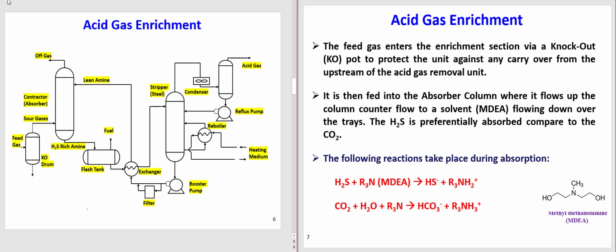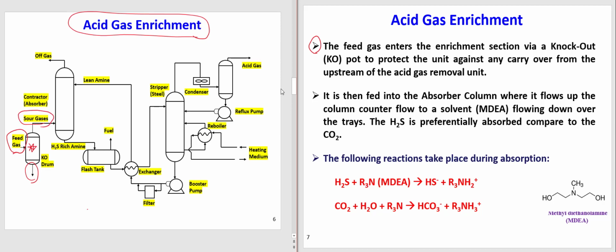So what will happen? We have our acid gas, which is mainly H2S and CO2. We call it here feed gas. It enters the enrichment section. This process is exactly similar to acid gas removal. First it goes to the knockout drum, because this feed gas might have some water, some liquid content. So it goes first to a knockout drum. Here you will remove any kind of liquid contaminants from the gas.